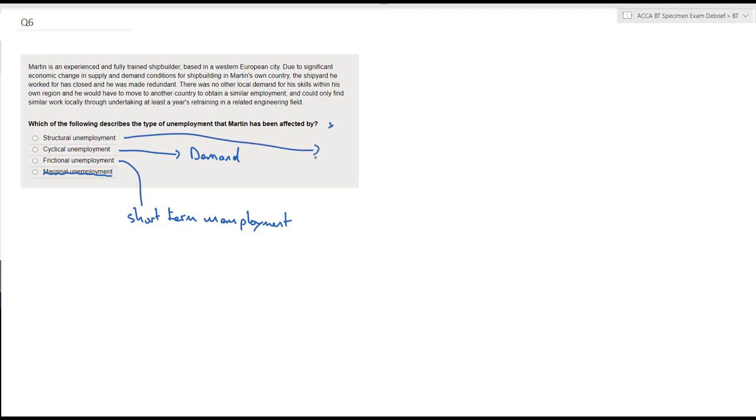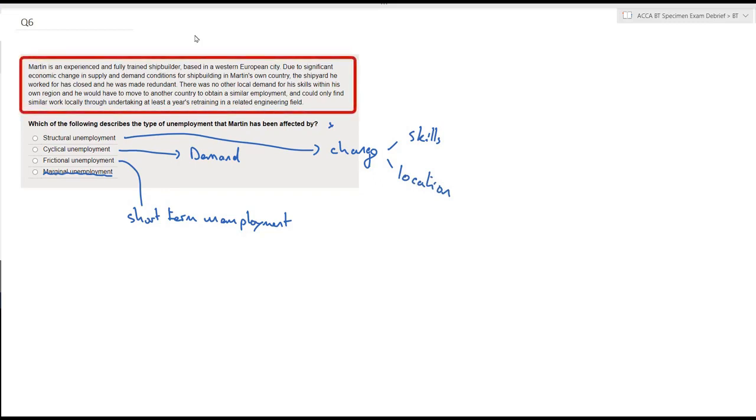Structural unemployment is where there has been a change in the economy. That could lead to a change in the skills that are being required, or the location where employment or those specific skills are needed. So armed with this knowledge, let's now look at the scenario itself. It tells us Martin is an experienced and fully trained shipbuilder. So this is a skilled person based in a Western European city. So we've got some location information there.